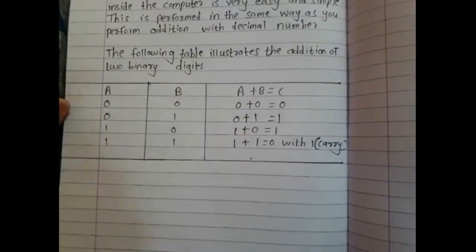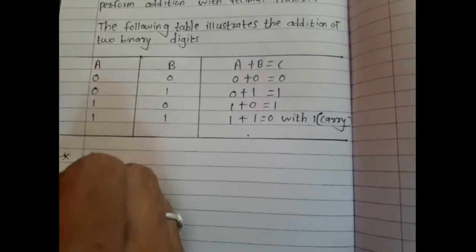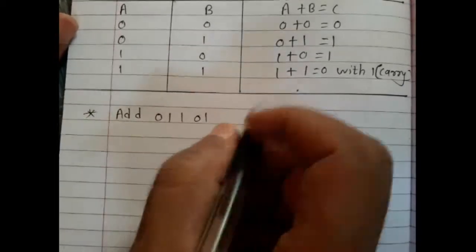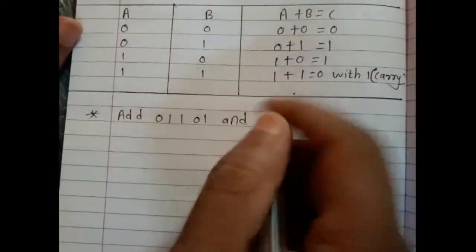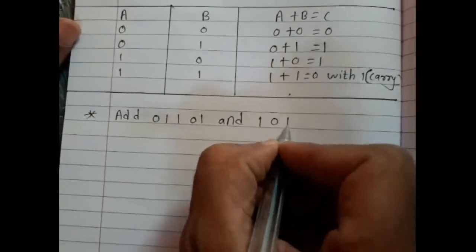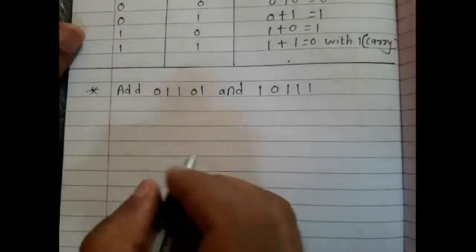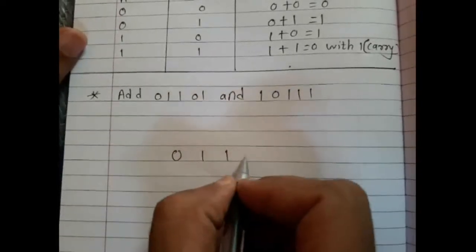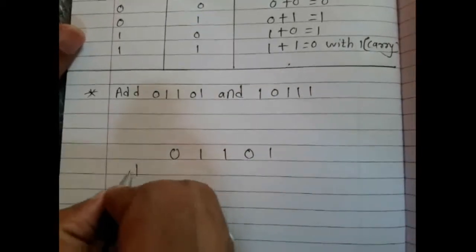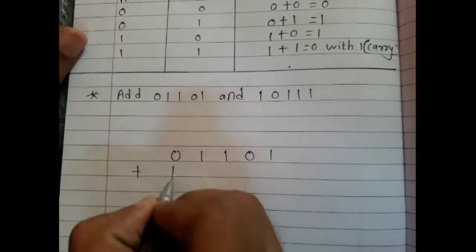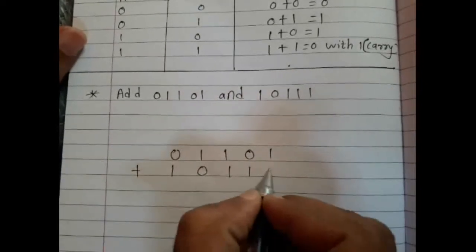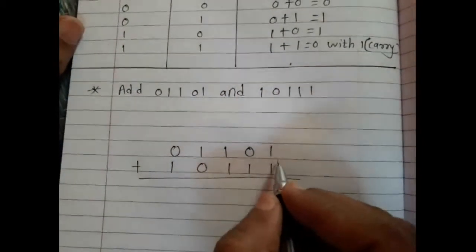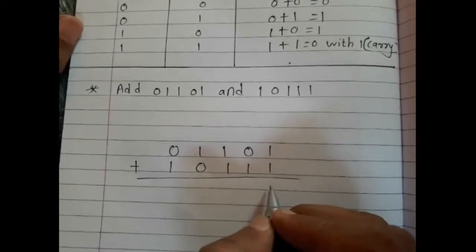Now see students, we will do one sum. Add 01101 and 10111. This you have to add. Now see here, 01101 plus 10111. Now we will do this addition. Now see 1 plus 1. 1 plus 1 is equal to 0.